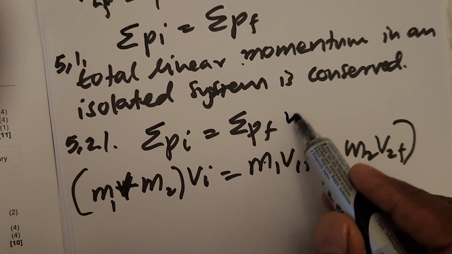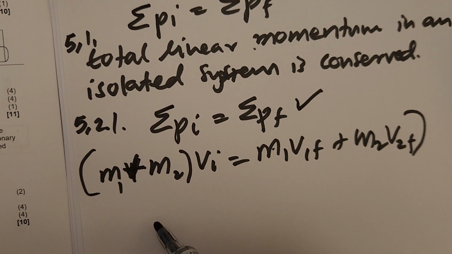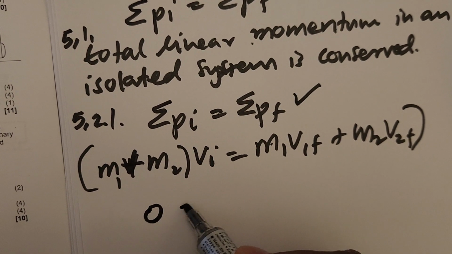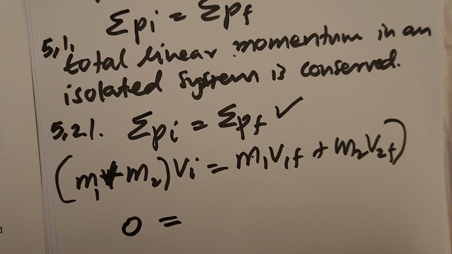The mark will be given to the principle. The second mark will be for substitution. On the left, they were stationary, so there's no need to substitute there. You just put 0. The whole momentum, no movement, no momentum.